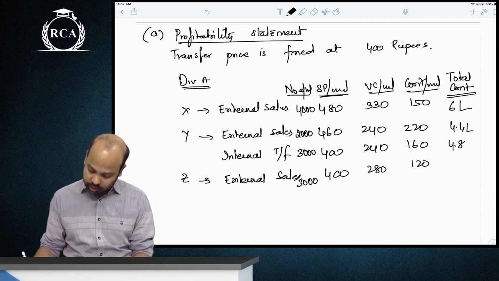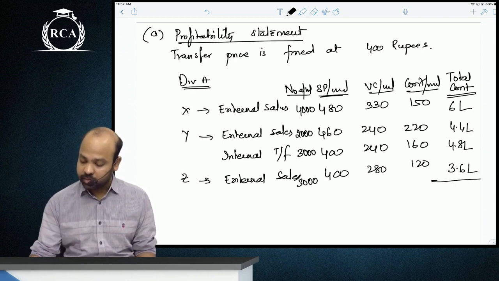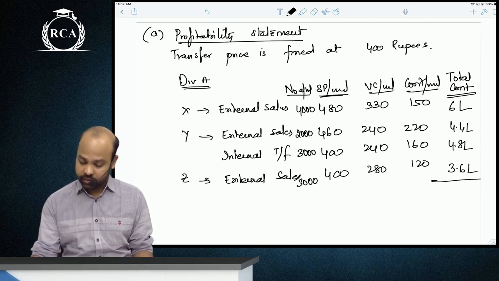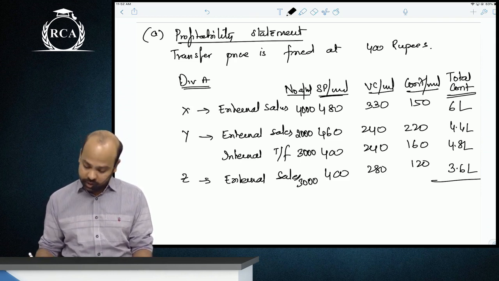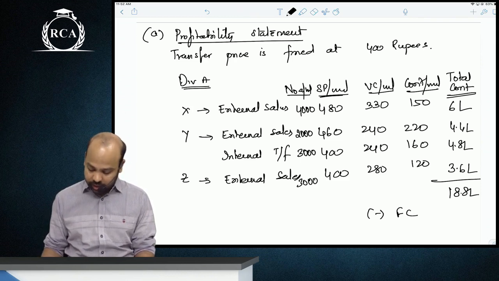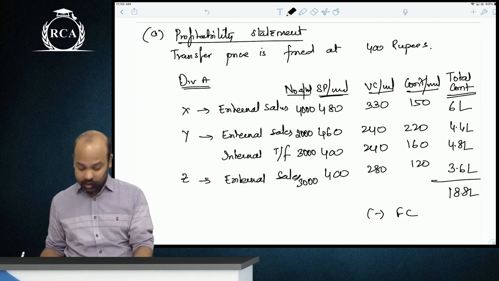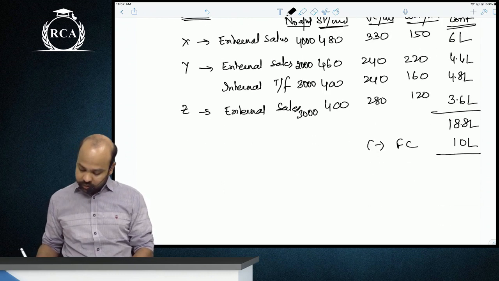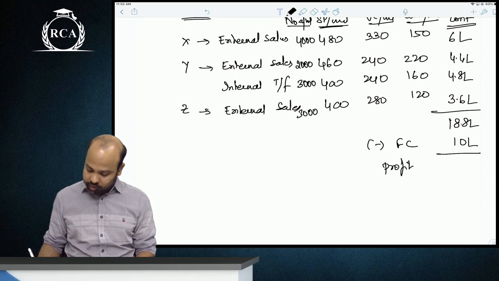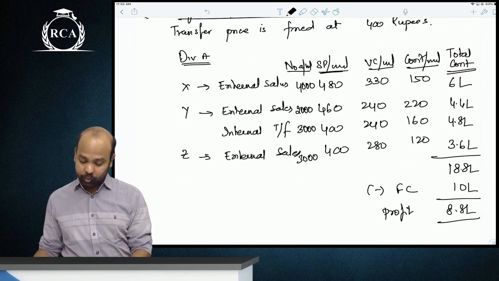4,40,000, 4,80,000, 3,60,000. All of this put together, beta, would give me 3.6 plus 4.4 is 8, 8 plus 6 is 14, 14 plus 4.8 is 18.8 lakhs. This will be my total contribution, guys. From that, I will deduct the amount of fixed cost, which is 10 lakh rupees. So this would give us the profit that division A is making, 8.8 lakhs.